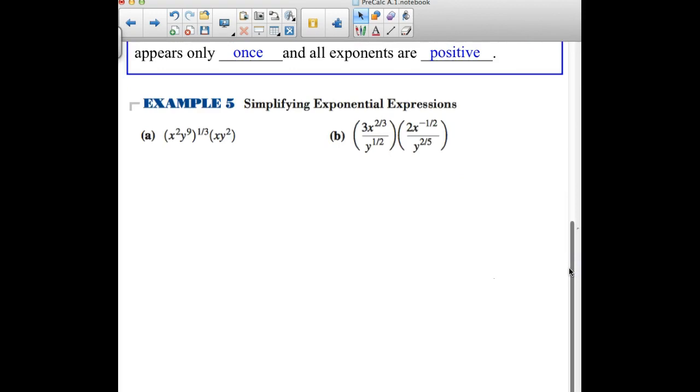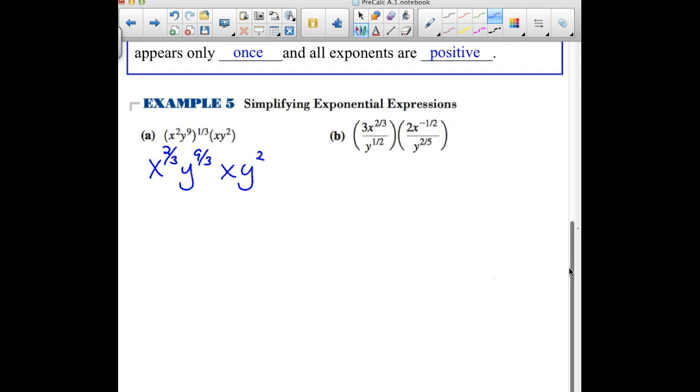All right. Example 5. We have x squared y to the 9th, all being cube rooted. So instead of rewriting it as a radical symbol, we just want to make sure that each term, that x and y, both get raised to the 1/3 power. So we are going to have x being squared and then cube rooted. We have y to the 9th being cube rooted. In our second piece, we have an x and a y squared with nothing to simplify in that first step.